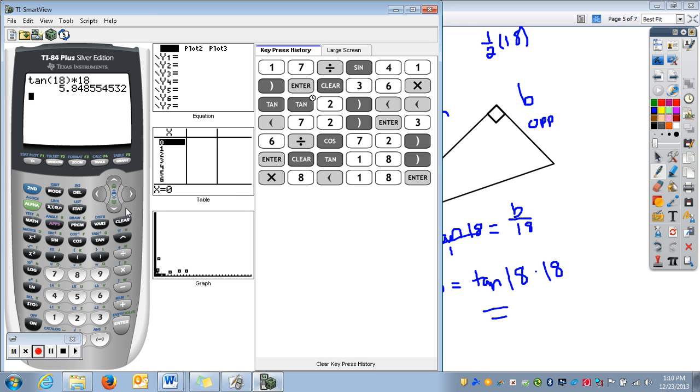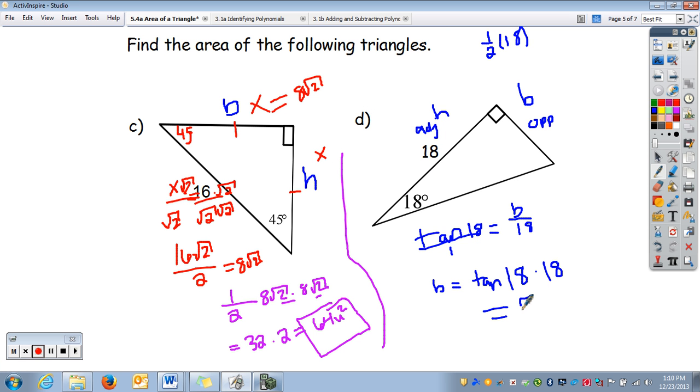I get 5.8. Alright. So to find my area, I take it times 5.8. My area formula there. Multiply it all together. It equals 52.2 approximately. Square units.